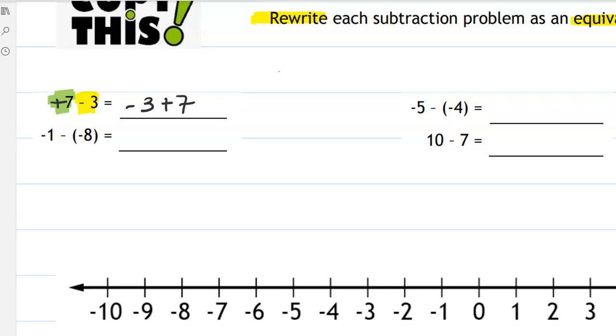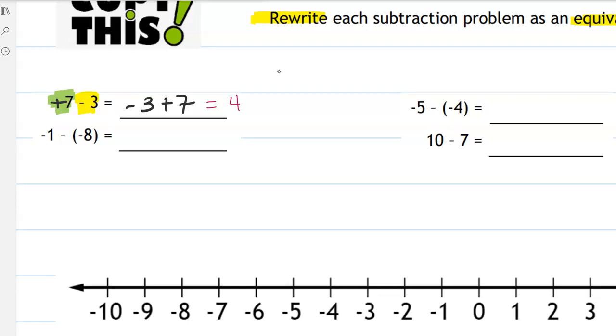And if you solve that, we know that positive 7 is the larger number. We're going to do the subtraction in our head, 7 minus 3. And 7 minus 3 is 4. And because 7 is larger and it's positive, the 4 stays positive. So that is the value.